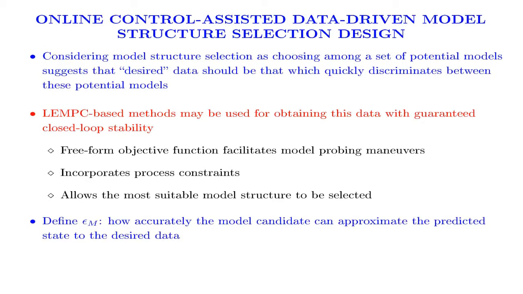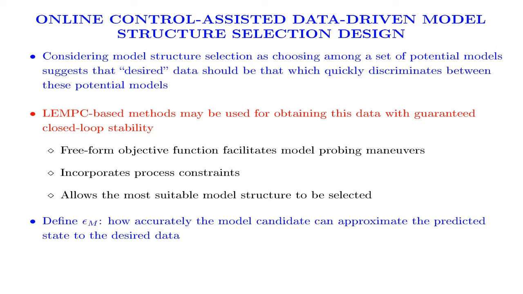As an attempt to answer this question, we may consider an online control-assisted model structure selection approach, which chooses accurate models among a set of potential model candidates. This suggests that desired data should be that which quickly discriminates between the model candidates. For this purpose, we may take advantage of the Lyapunov-based methods, which include guaranteed closed-loop stability, incorporation of process constraints, and a free-form objective function that could facilitate model-proving maneuvers. This would allow the most suitable model structure to be selected.